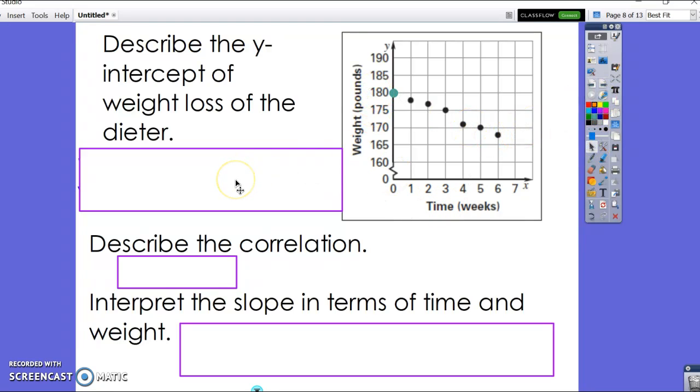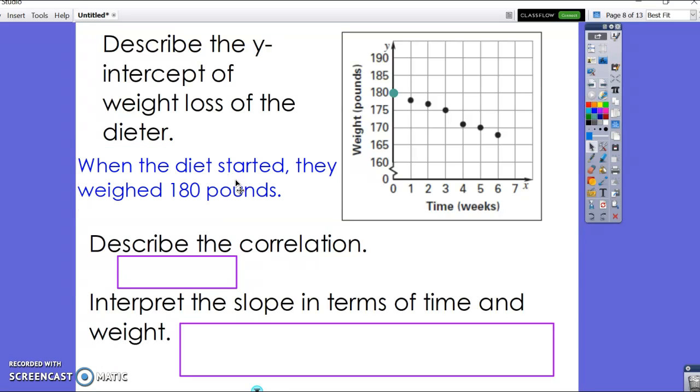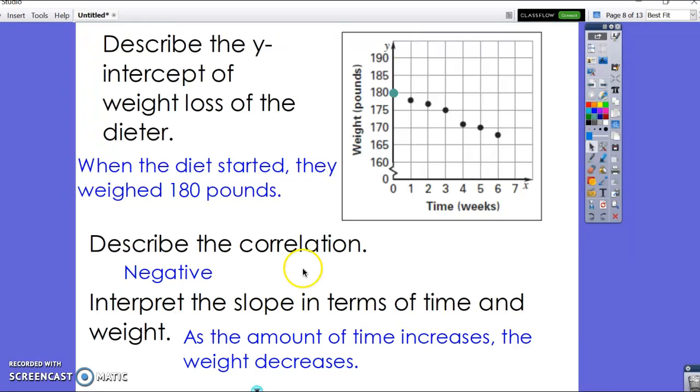So if we wrote that in a sentence, we'd say at 0 weeks or so when the diet started, they weighed 180 pounds. If we wanted to describe the correlation, well, thinking about that line of best fit, overall it looks like our data is decreasing. So we would have a negative correlation, which means as x is increasing, our y is decreasing. And in terms of this problem, as the time is increasing, the weight is decreasing. So that's how we would interpret or describe our slope.